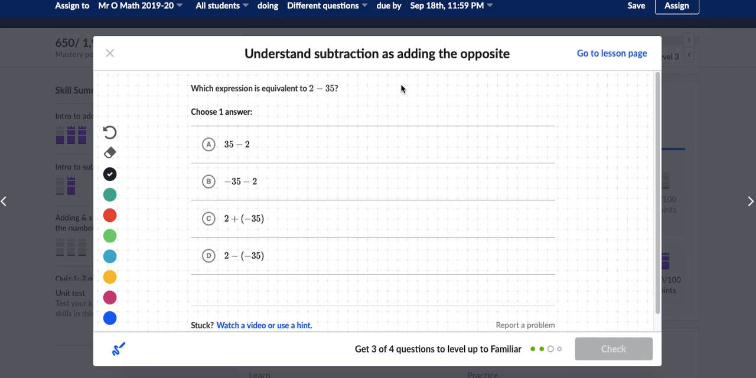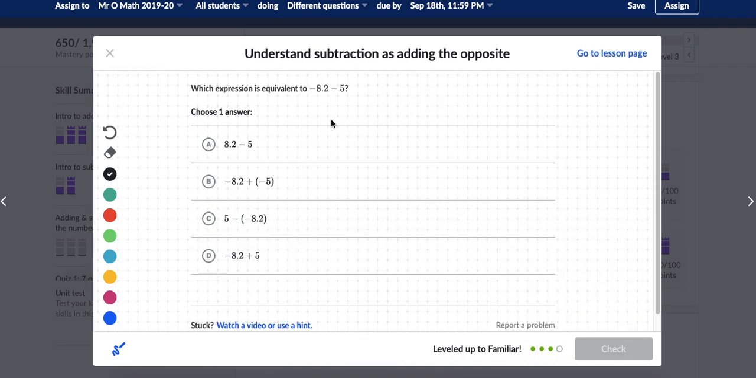If you wanted to look at this differently, you're looking at 2 minus positive 35. It's the same thing. So what we're doing now is just adding the opposite. We're looking at it as 2 plus negative 35. We're just changing the sign right inside here and changing the sign outside. So a couple of options here. 2 minus negative 35 is not going to work. 2 plus negative 35 was the option that we were looking at. So you're just changing the signs.